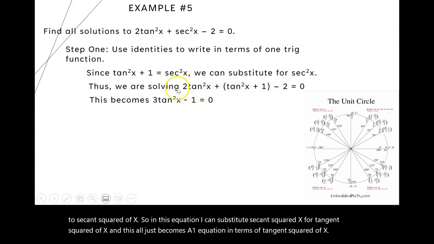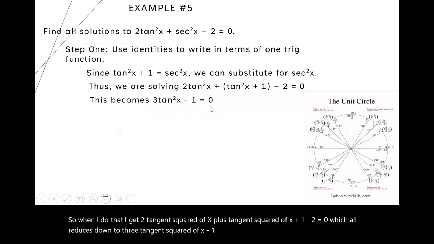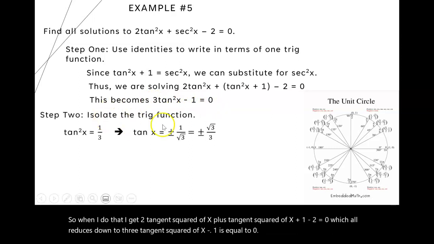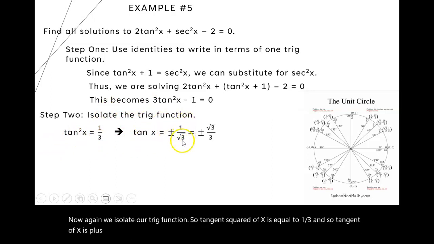So when I do that, I get 2 tangent squared of x plus tangent squared of x plus 1 minus 2 equals 0, which all reduces down to 3 tangent squared of x minus 1 is equal to 0. Now, again, we isolate our trig function. Tangent squared of x is equal to 1/3. And so tangent of x is plus or minus 1 over root 3. Or when you rationalize, you get plus or minus root 3 over 3.